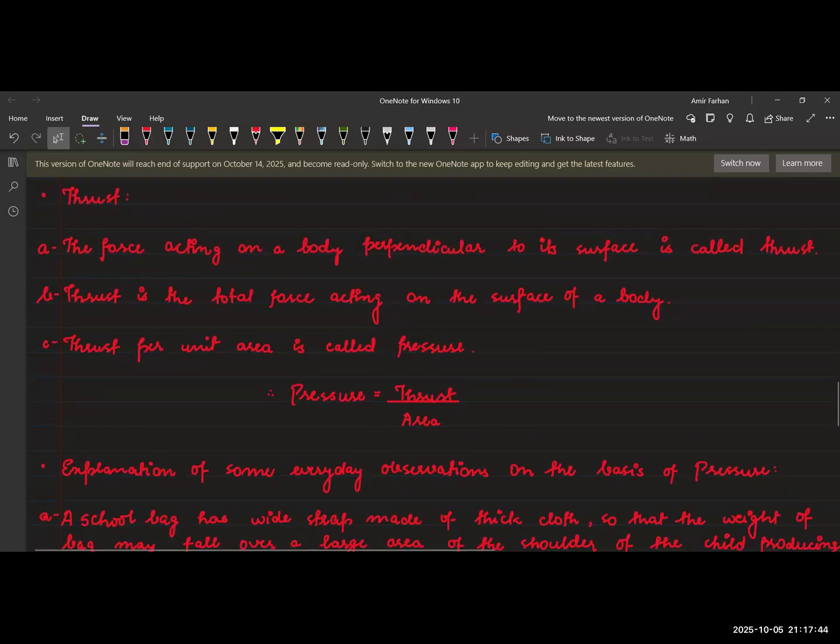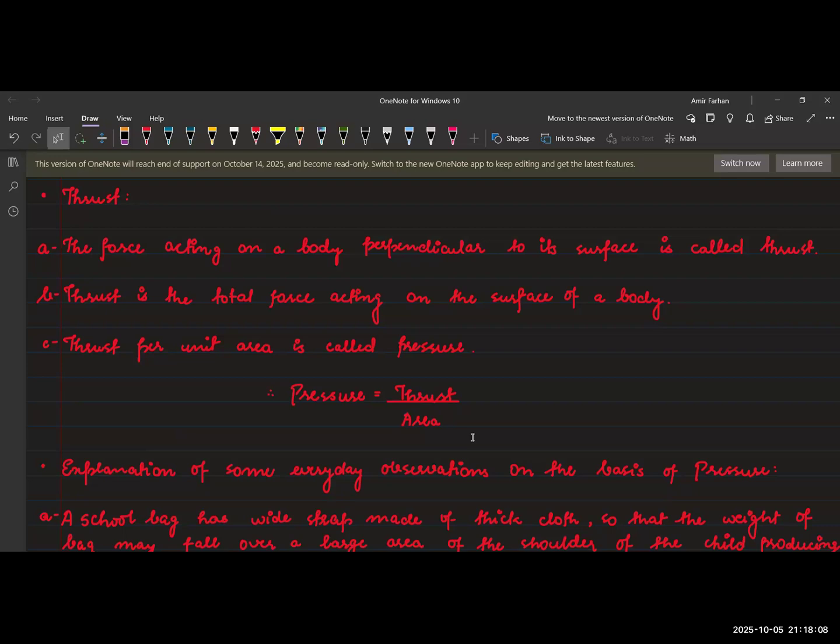Now let's talk about thrust and pressure. Thrust is nothing but a force which is perpendicular to the area. Whatever force you take, if it is perpendicular to the area, that force is called thrust. And in the formula of pressure, you can use the thrust in place of force.